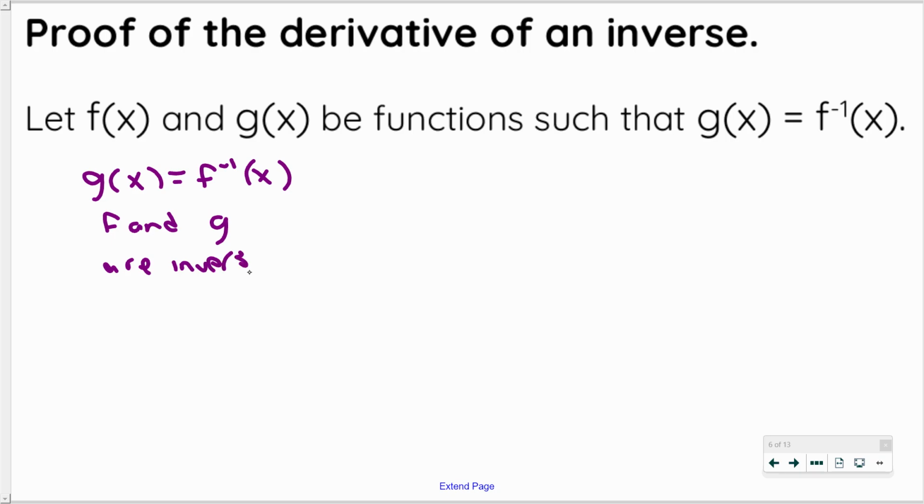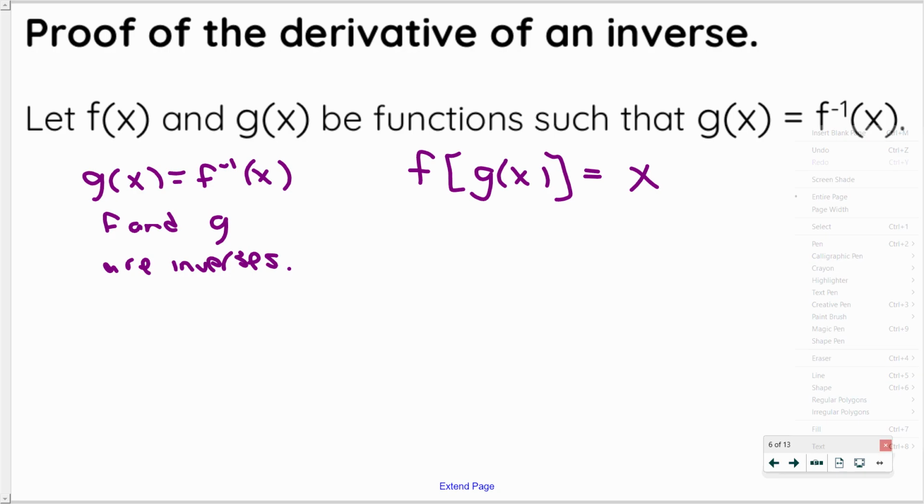So remember algebraically, I said to you if they are inverses, then I know that the compositions are the same. f of g of x is equal to g of f of x, which is equal to x. So I'm just going to take one part of that equation, f of g of x equals x, and I'm going to take the derivative of that.